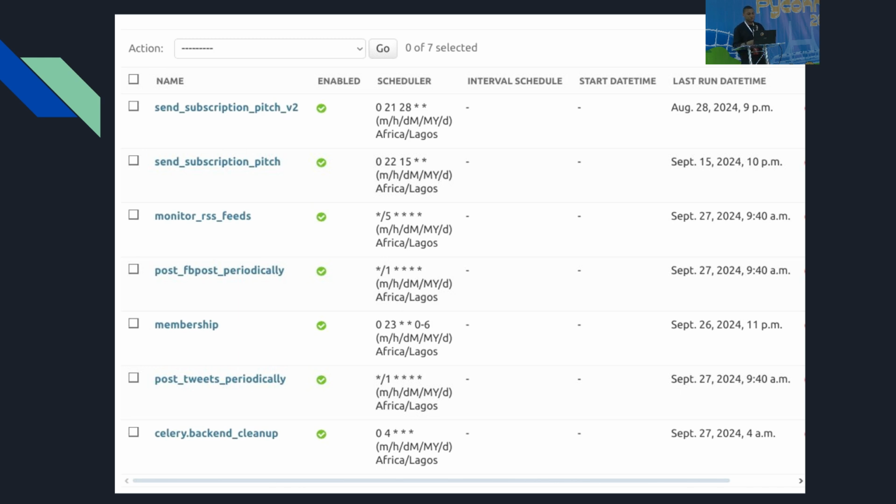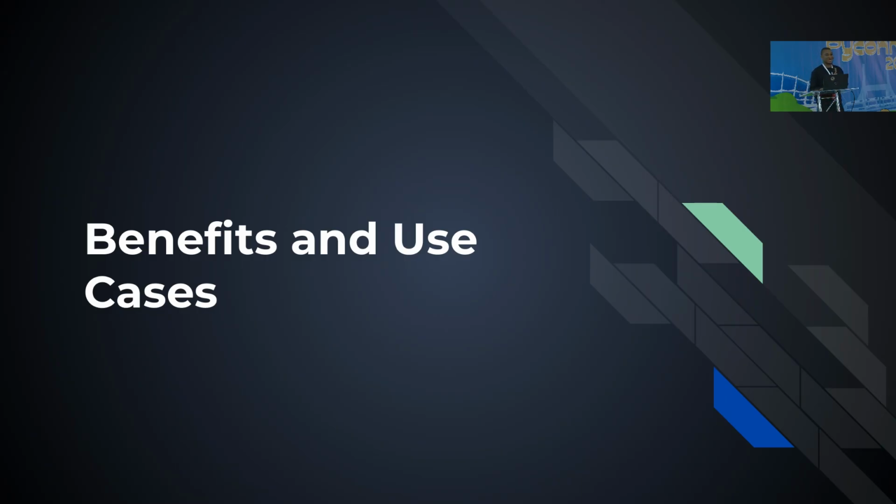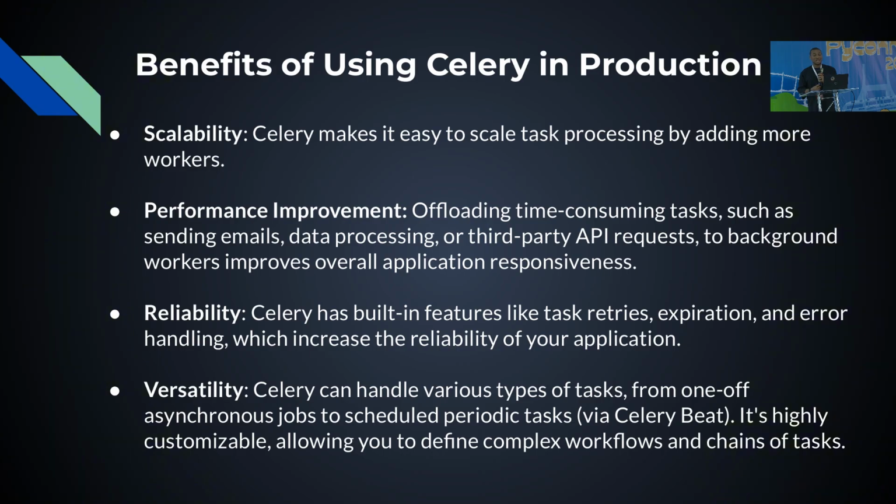So what are some of the benefits of using Celery? Scalability is one. That's the biggest thing. Celery allows you to scale your app effortlessly. When it gets to a point where you need faster processing, you can assign more workers. You just increase the number of workers. If you add 10 workers, you can go to 20, depending on your server resources.